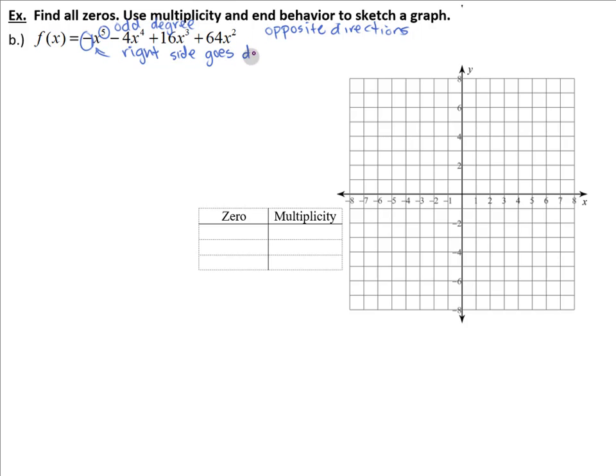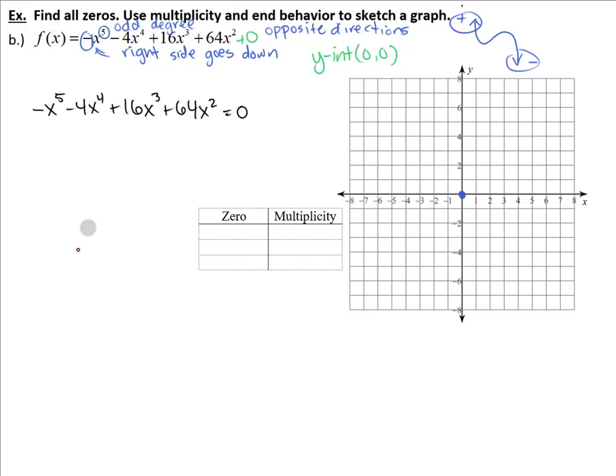Okay, so I know a little bit about my graph so far. I know the right side goes down, and my tail ends go in opposite directions, which means the left-hand side has to be going up. Next, we can look for our y-intercept. There is no constant, so my y-intercept would be 0, 0. Similar to the last graph, this goes through the origin. Okay, to find my other x-intercepts, we need to take our function and set it equal to 0.